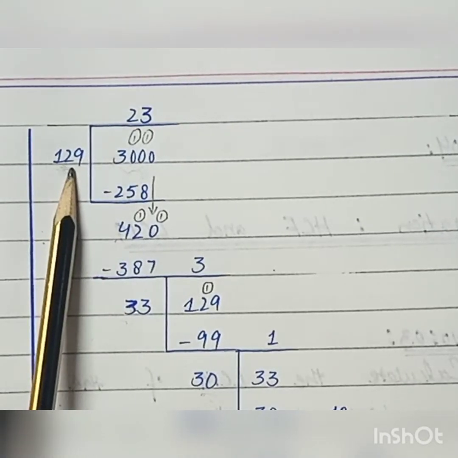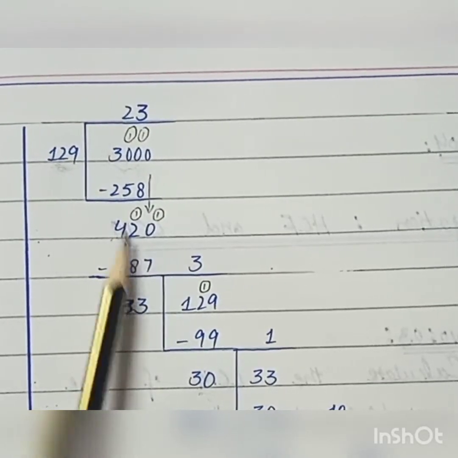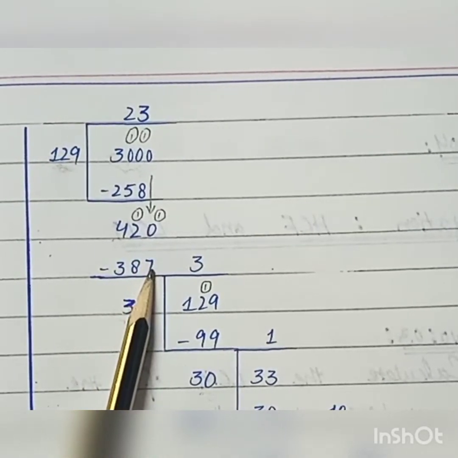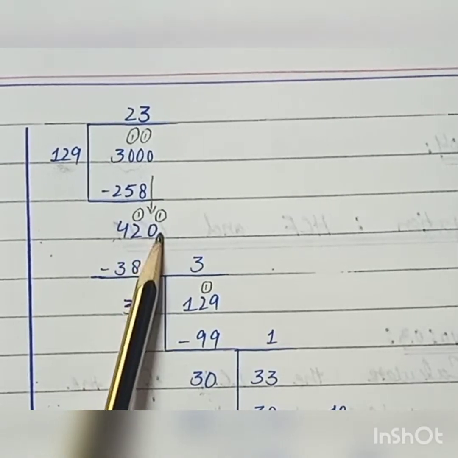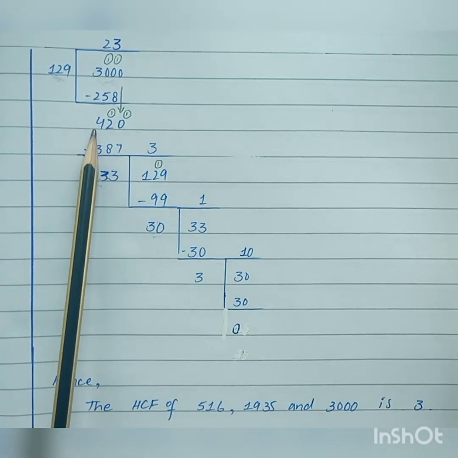Next, 129 times 3 is 387. Then subtract these two terms. 0 is less than 7, so carry from 2. 0 becomes 10. 10 minus 7 is equal to 3, and 4 becomes 1, so carry from 4.